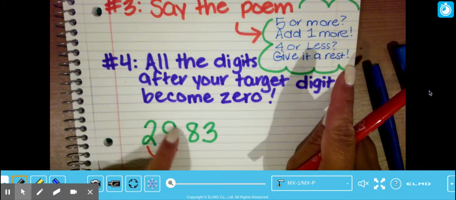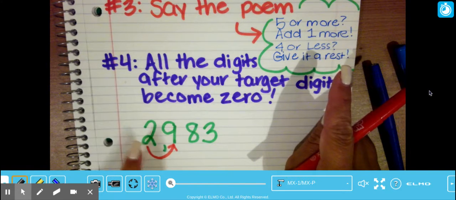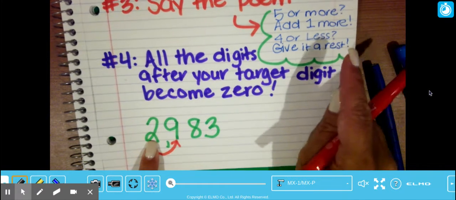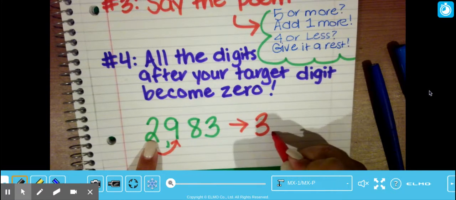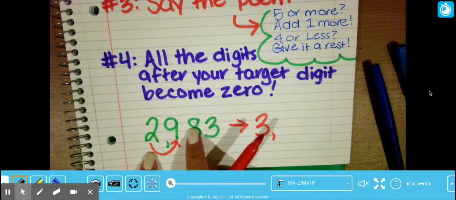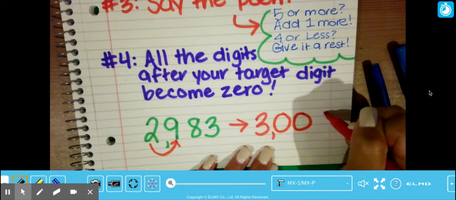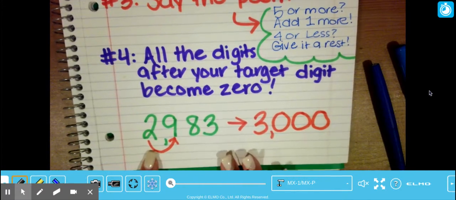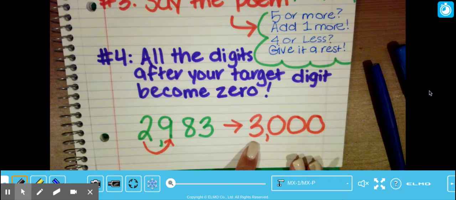So now that tells me what I have to do to my target digit. I have to add 1 more to my target digit, the number 2. So my 2 becomes a 3, and everything else after my target digit, poof, poof, poof, magically becomes 0. 1, 2, 3. So if I'm rounding 2,983 to the nearest 1,000, it's going to round to 3,000.